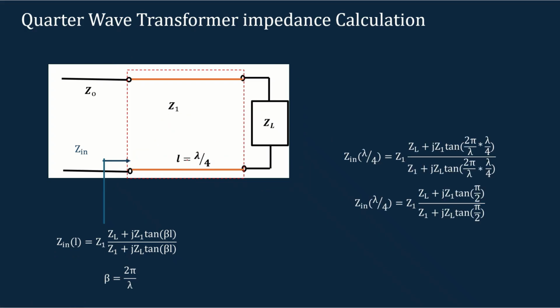As we know that L is lambda by 4 and beta equals 2 pi by lambda, by substituting that, the lambdas cancel and the expression reduces to Zin of lambda by 4 equal to Z1 times ZL plus jZ1 tan pi by 2, divided by Z1 plus jZL tan pi by 2.